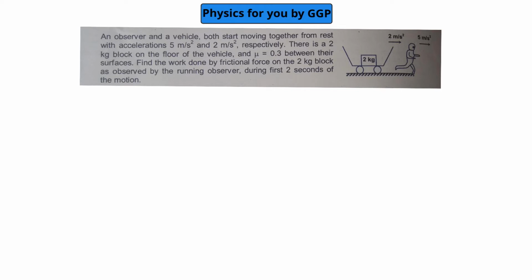So basically for the calculation of work done, we know that we'll use the equation work done is equal to force into displacement, F into S into cos theta, or F dot S. So we need to find out the value of the frictional force acting on the block, as well as the value of displacement with respect to the observer, because we are going to find out the work done with respect to the observer. So first we need to find out whether this block is going to slide on the surface or not.